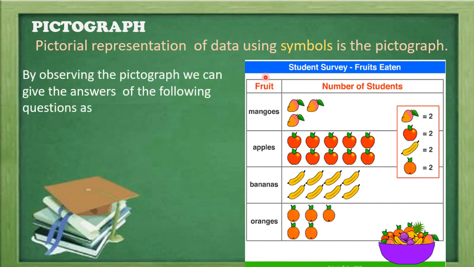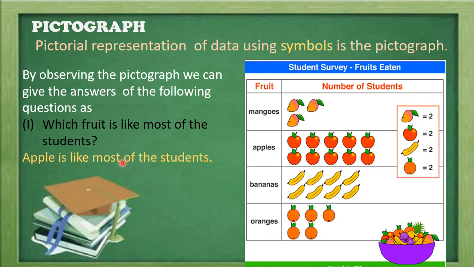So by observing the pictograph we can give the answers of the following questions. Which fruit is liked by most of the students? We can say apple is liked by most of the students, as 1, 2, 3, 4, 5, 6, 7, 8, 9, 10. 10 images of apple, and each represents 2. So 10 into 2, 20. So 20 is the greatest number among these fruits. So we can say apple is liked by most of the students.